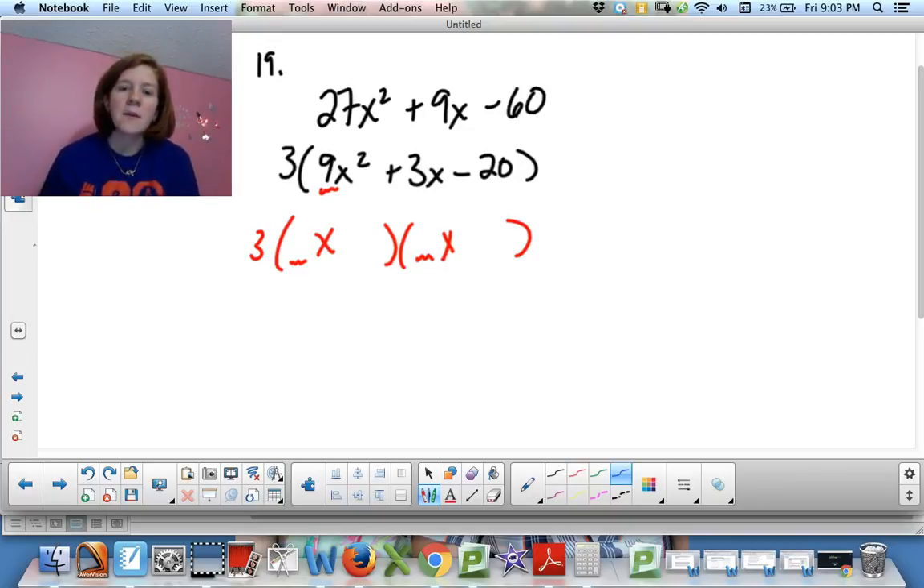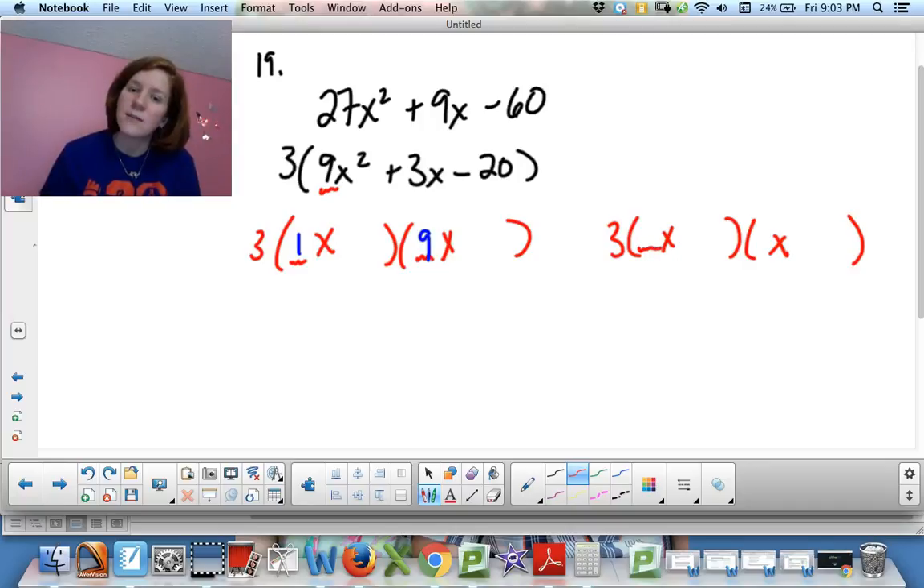But I'm going to multiply 1 times 9 is one option, because 1x times 9x would give me 9x squared. Okay? However, with this particular problem, I do have a second option. I've still got that x there, I've still got that 3 there, but also, in addition to 1 times 9, I could also have 3 times 3. Okay, so I could have a 3 and a 3 here.